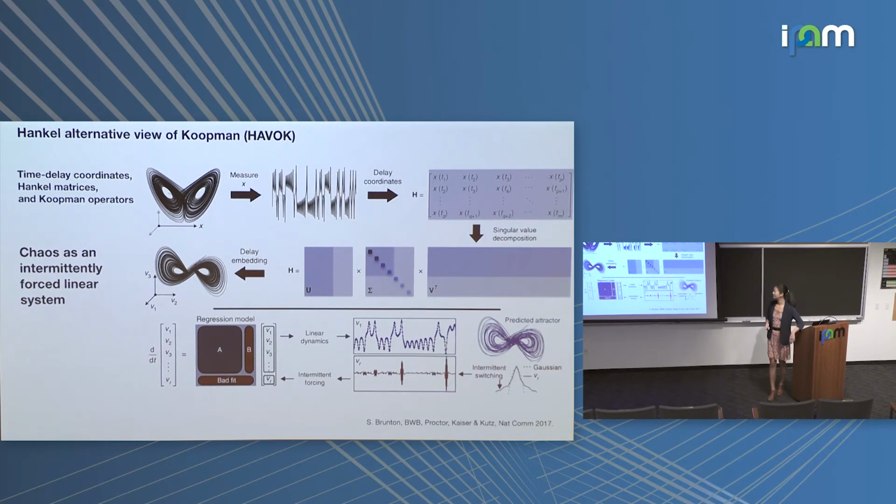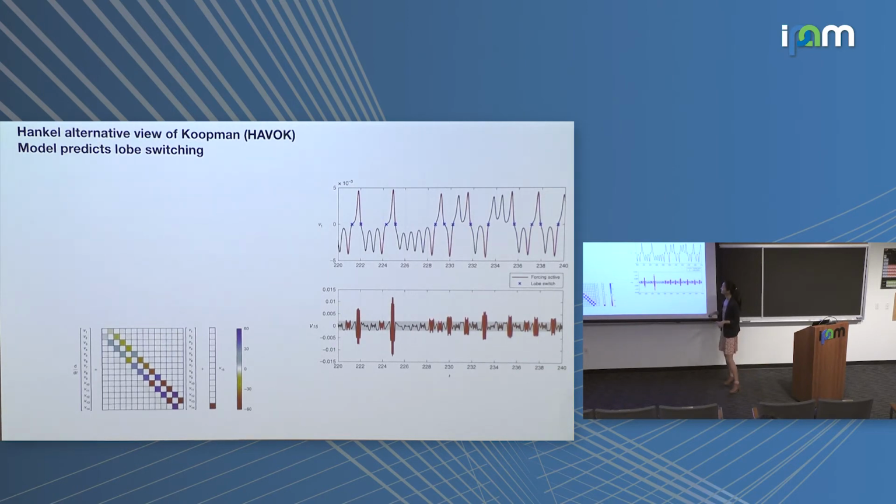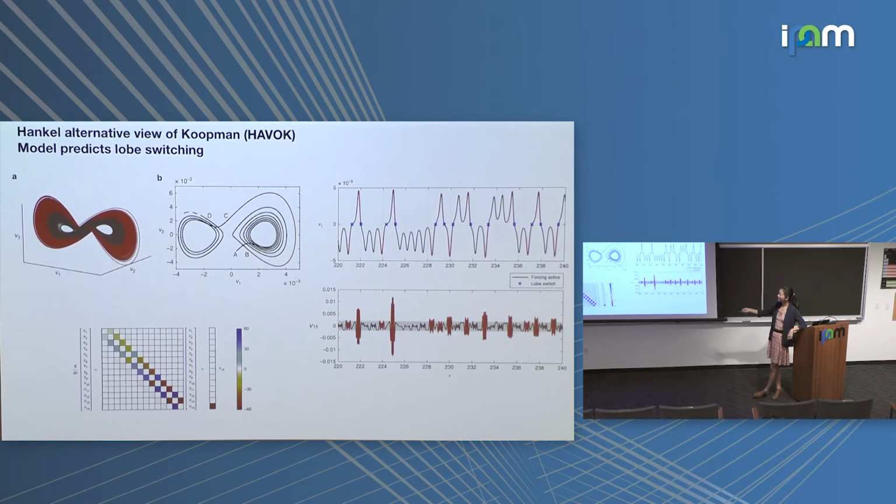So this works for the Lorenz. It also works for a variety of other synthetic as well as real data examples that we applied it to. And what's interesting is that if you look really closely at the very last term in the HAVOK model, you see that the forcing term is active in a way that predicts the switching, the lobe switching. And if you color the portions of the trajectory for which the intermittent forcing term is very large, it precedes the switching by a little bit, which we thought was pretty cool.